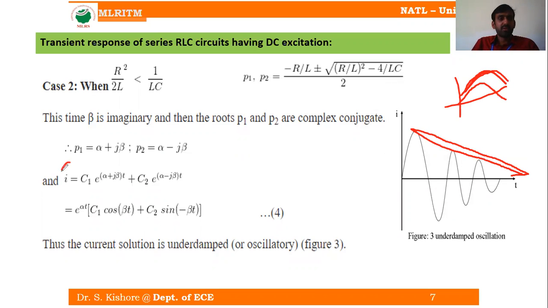Is it clear? So here why did we get this e power alpha plus j beta into t? We know the general solution of the second order linear differential equation, which is I equals C1 e power P1 t plus C2 e power P2 t, where P1 is alpha plus j beta and P2 is alpha minus j beta. So by simplifying this equation, we came across this expression, and from it we came across underdamped oscillations.